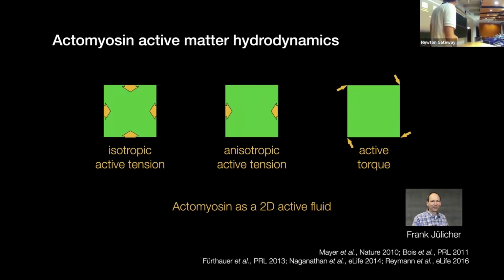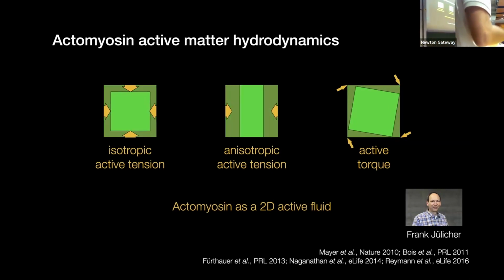Active myosin cortex can also, the filaments can align with respect to each other. And the structure can generate stresses that are larger in the direction of alignment as compared to orthogonal directions. So this gives rise to anisotropic active tension. This is important, for example, for cytokinesis. The cell generates a cytokinetic ring that can contract. And then we've worked a lot on a third activity which we've discovered, which is that the cortex can also generate torques. There's a surface normal vector, symmetries are appropriately broken.